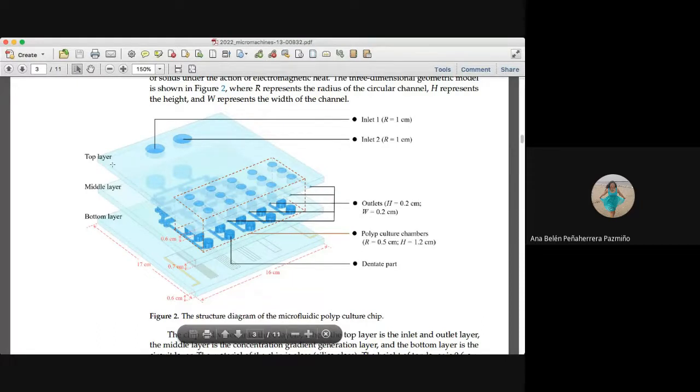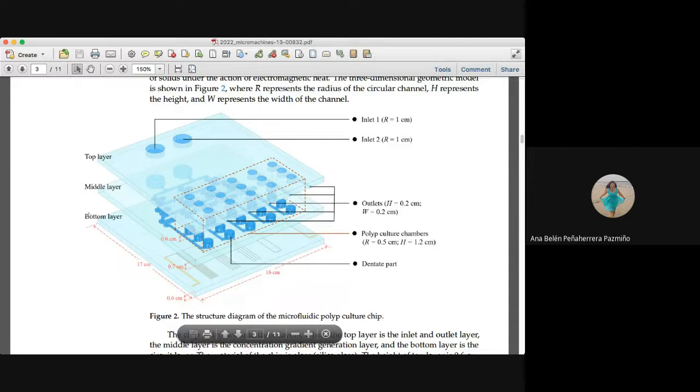As you can see, it consists of 3 layers. So the top layer has the reservoirs. Here you see the radius of each of them, and the outlets. Here are also the culture chambers where the coral polyps are going to be cultured. In the middle layer, you can see the serpentines. So they form the concentration gradient. Here they are going to mix two substances, and then with this concentration gradient, they will produce different mixtures and different concentrations of these two substances.